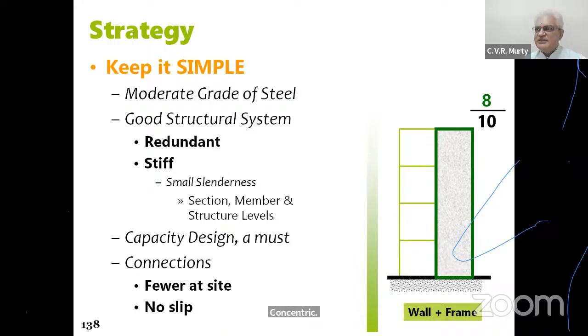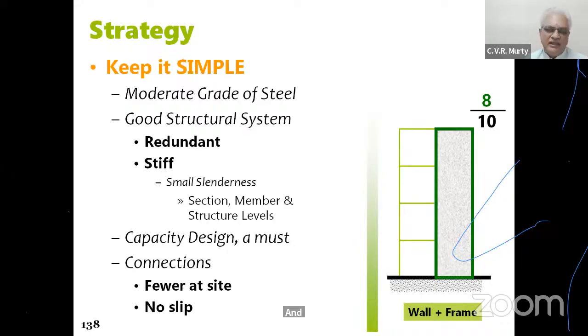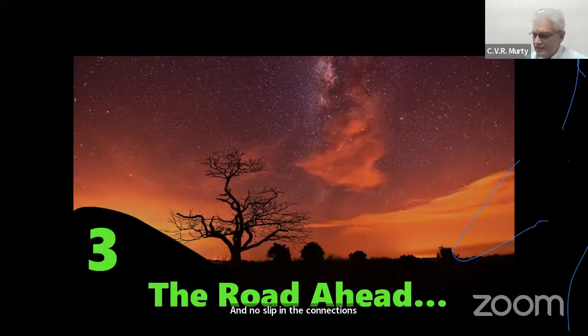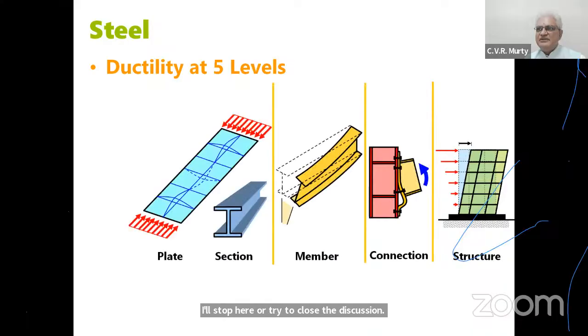So the strategy here is to keep it simple. Moderate grade of steel, good structural system with redundancy and stiffness, capacity design to be adopted, connections fewer at site, and no slip in the connections is the statement that we will make. I'll stop here, or try to close the discussion by saying we have ductility at 5 levels, understood.